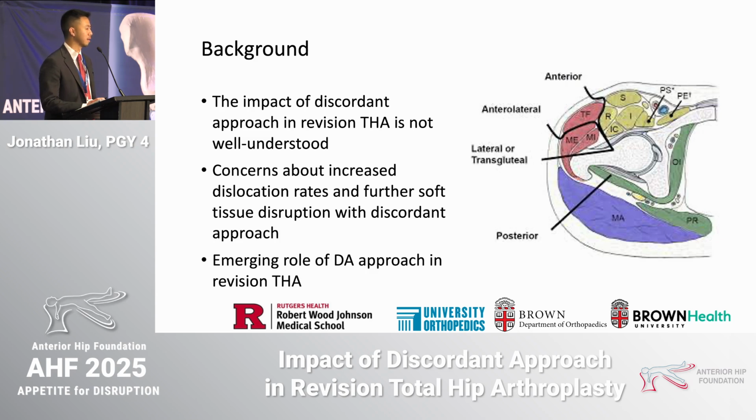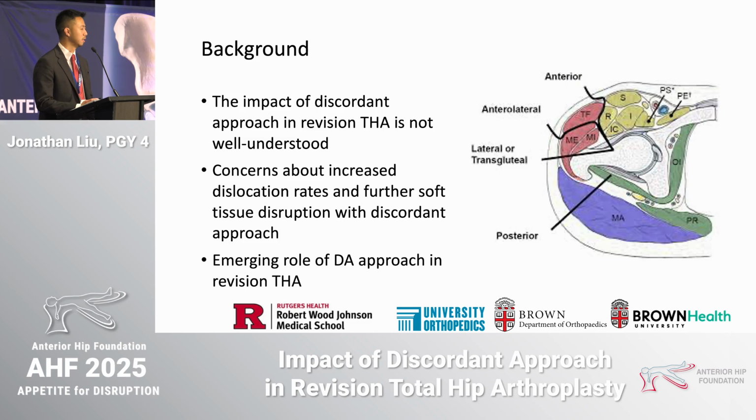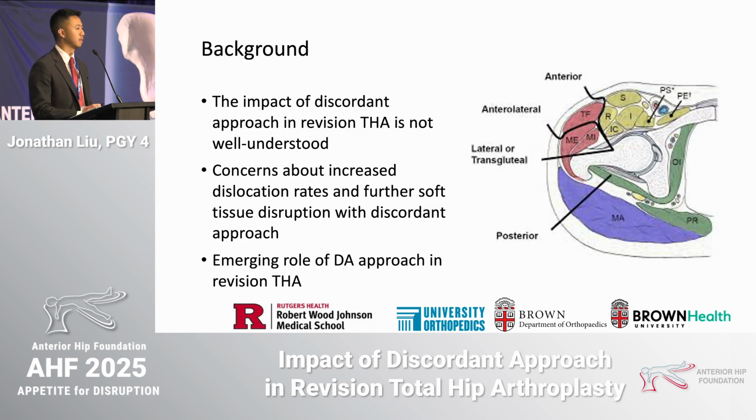So some quick background. Discordant approach, meaning using a different approach on a revision total hip arthroplasty compared to the index approach. The impact of that is not currently well understood or well investigated. There are theoretical concerns about increased soft tissue disruption of native planes, which could lead to instability or higher dislocation rates, though that has not been validated in the literature yet. And as we see from this weekend, there's an emerging role of DA both in index and revision approaches, and I think this is a very timely topic to look into and discuss.